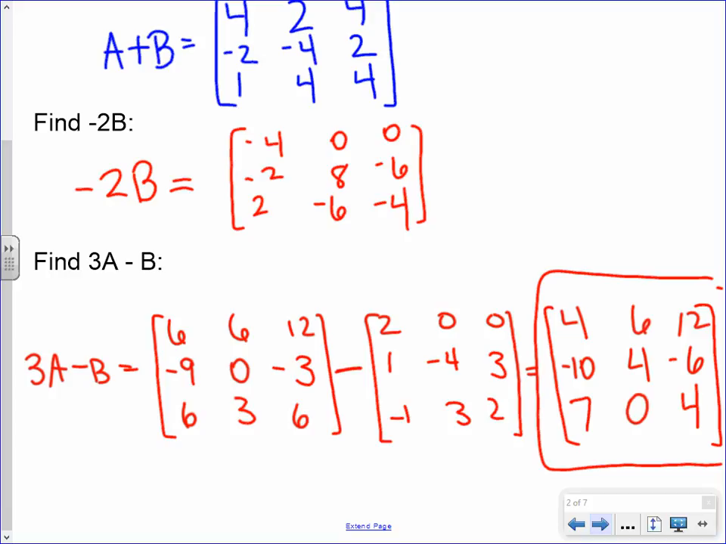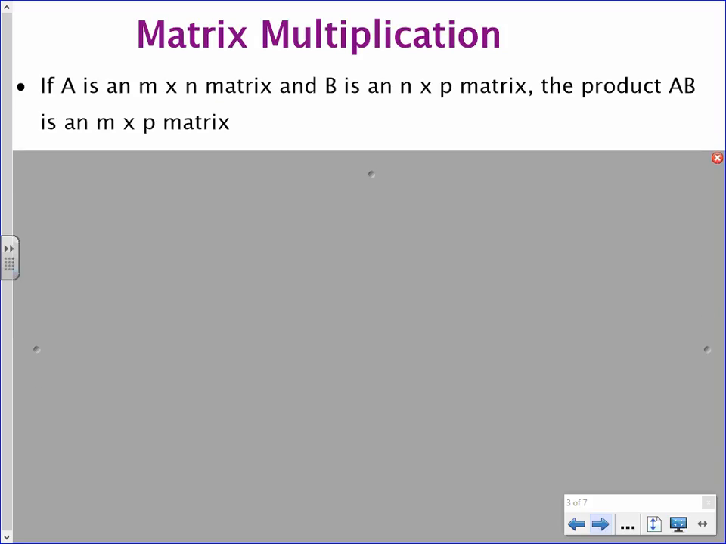This is nice, isn't it? Okay. Now, matrix addition, very straightforward. Matrix multiplication, not as straightforward, but not complicated, okay? What I first want you to write down is this. If A is an M by N matrix and B is an N by P matrix, then the product AB is an M by P matrix. I want you to just write it down, and we're going to sort through what that means after lunch.